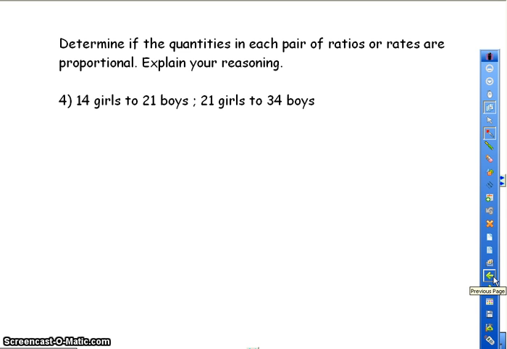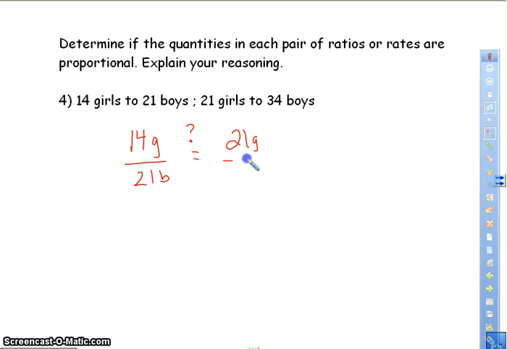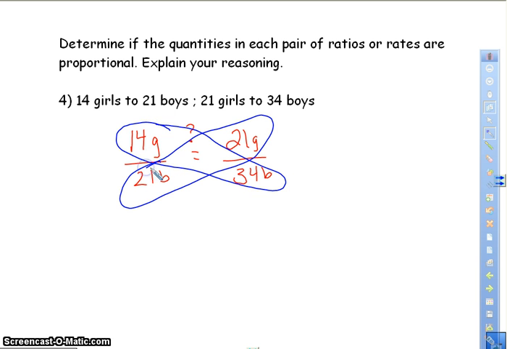Determine if the quantities in each pair of ratios or rates are proportional. Explain your reasoning. So I want to know if these 2 ratios are equal. Are they proportional? Do they represent the same thing? I have 14 girls to 21 boys, and I want to know if it equals 21 girls to 34 boys. The trick we learned is you're going to cross multiply. If these 2 are equal to one another, then they are proportional. If they are not equal to one another, they are not.